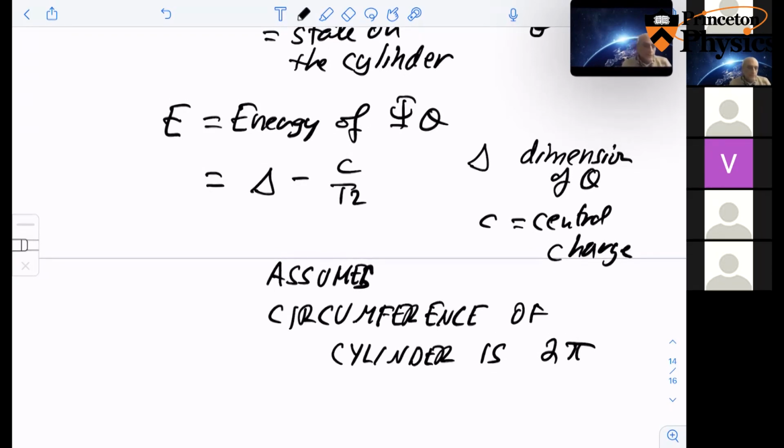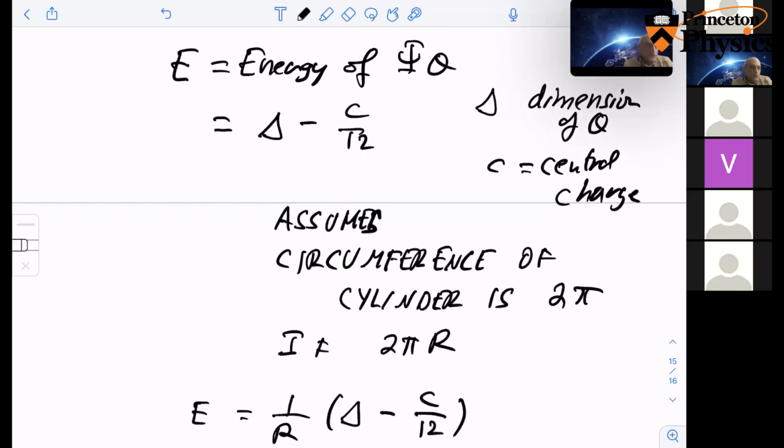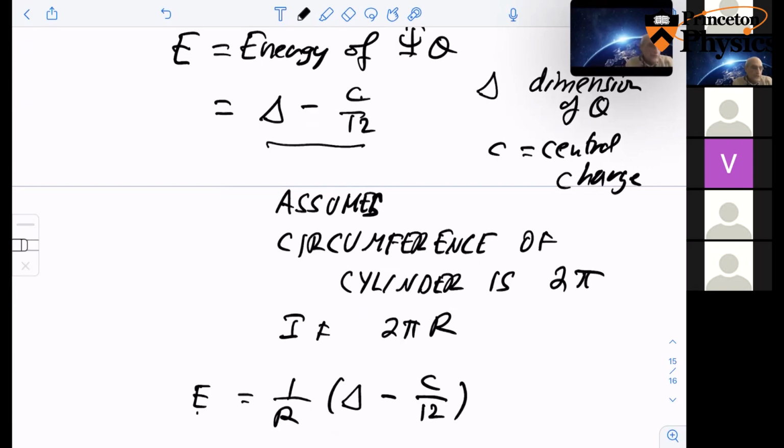If the circumference of the cylinder is 2 pi R, I don't want to call it L because that's meant something, then we'd have an extra factor of 1 over R in the energies for dimensional reasons. So this formula, for our purposes, we can think of as the definition of c. And this one follows from this one on dimensional grounds. Delta and c are dimensionless numbers, but energy has dimensions of 1 over length. So for general circumference, the energy is proportional to 1 over R.